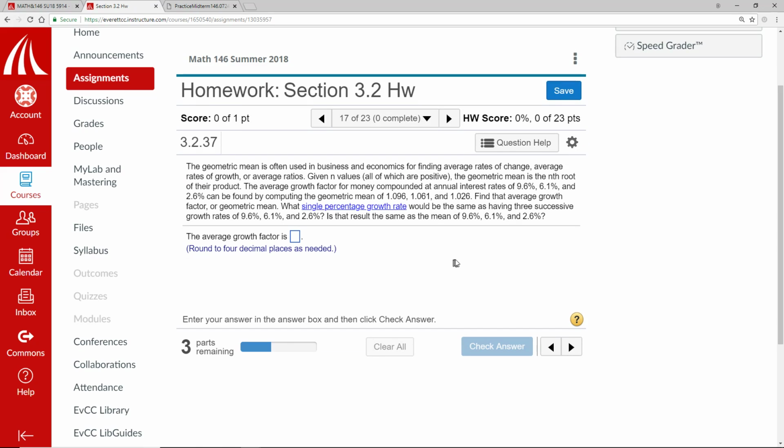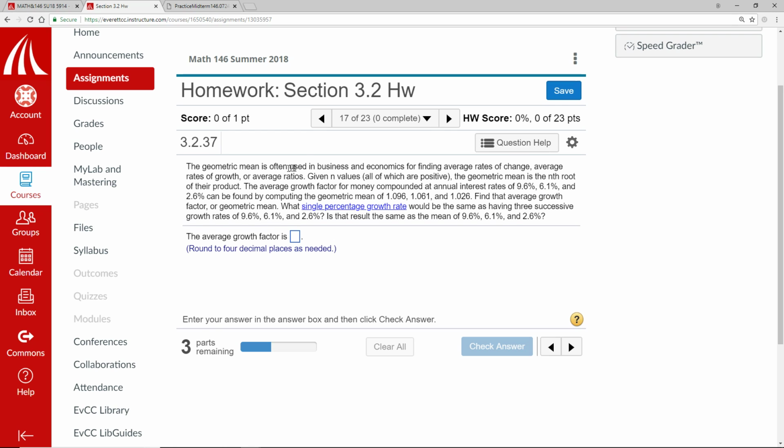Is this your problem? So this problem you can't find anywhere. This is exclusively in the textbook. In this problem, they tell you how to do it. So it's actually a little trippy. The average growth rate factor is blank, but they actually tell you how to calculate the average growth rate factor.